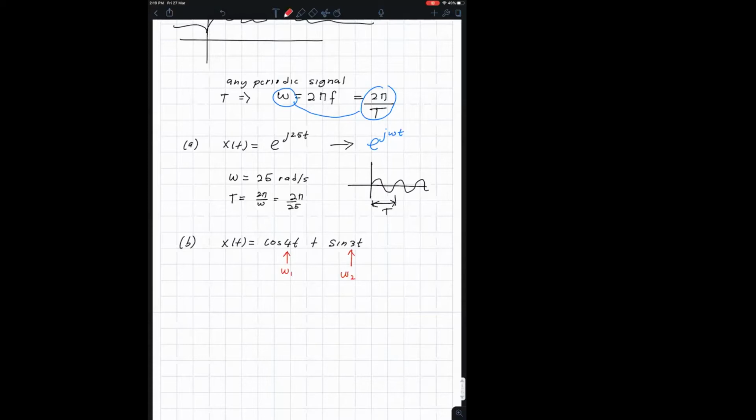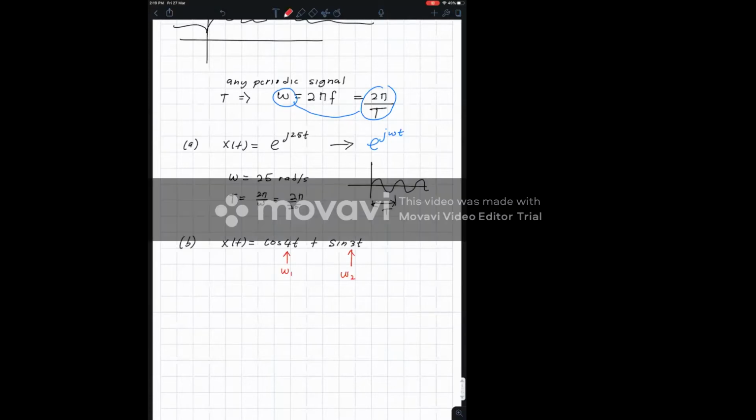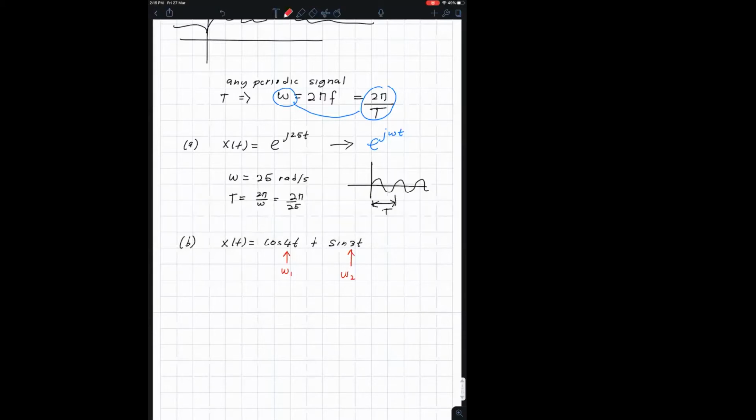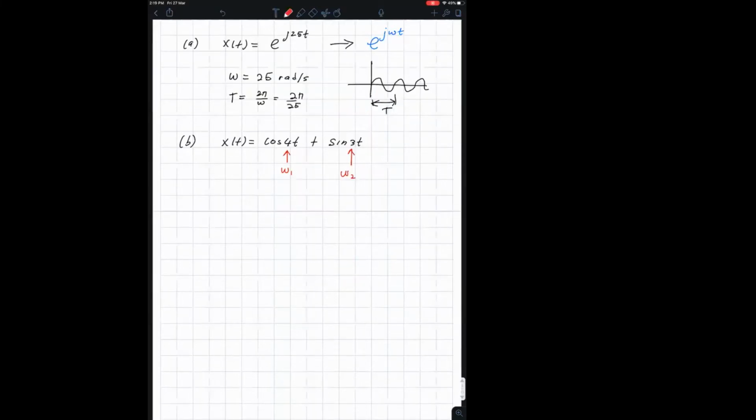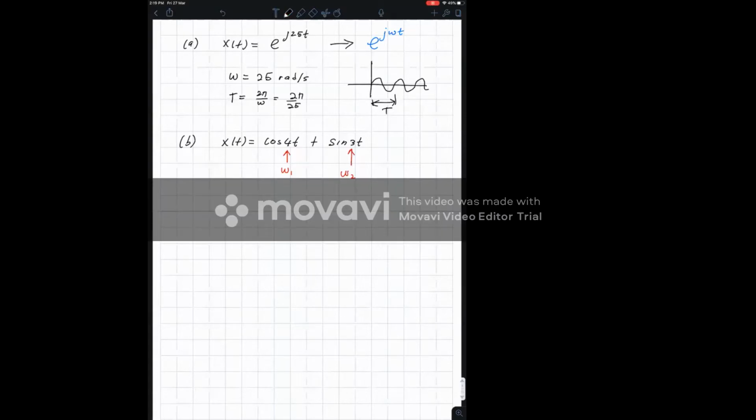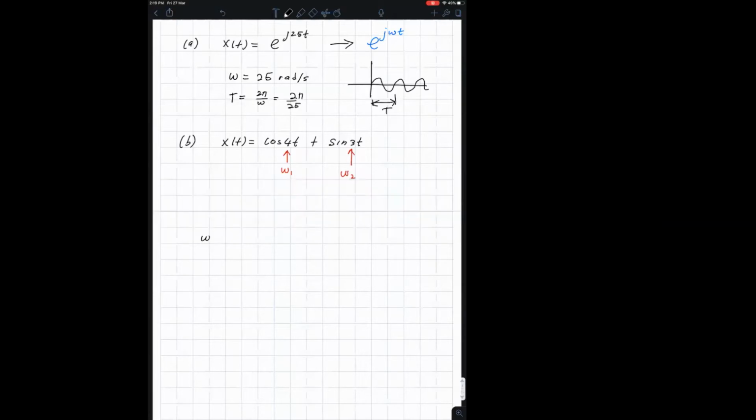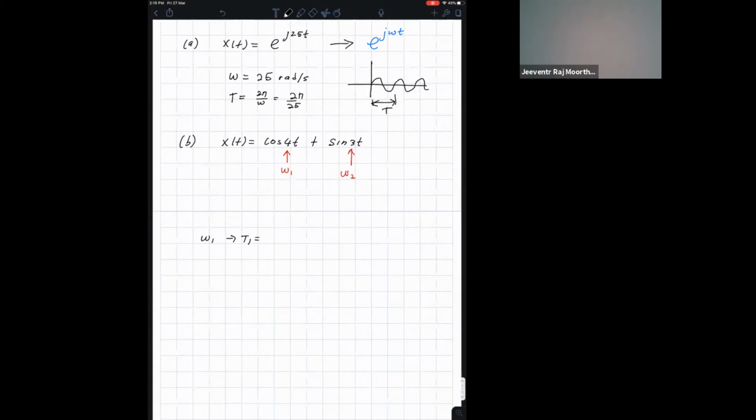So we don't have a software tool that we can plot and visually tell. Since we don't have the software, we're going to do this analysis to determine whether it's periodic or not. And this is how you do it. Corresponding to omega 1, there's going to be T1, period 1. Period 1 is 2 pi over omega 1, and in this case omega 1 is 4, which is pi over 2 seconds.